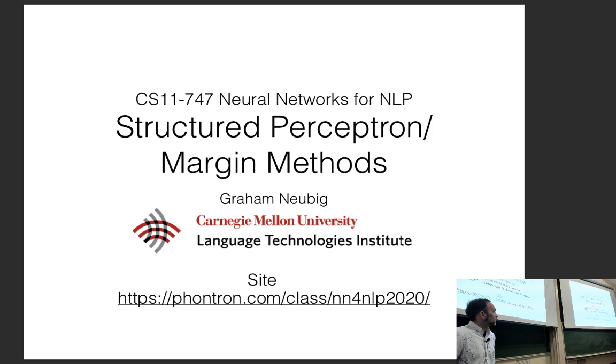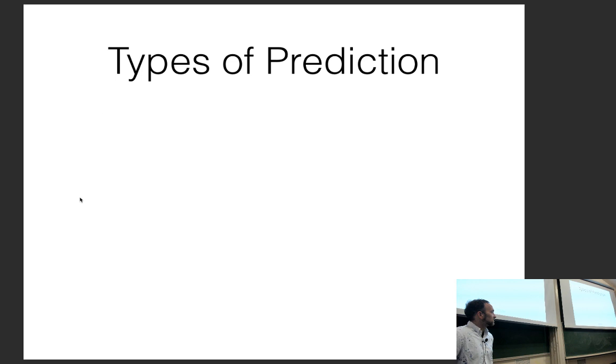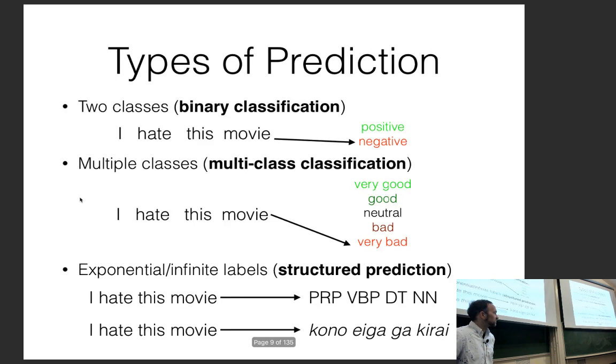So I'm going to talk about the structured perceptron and margin methods. As we've talked about before, we have different types of prediction: binary classification, multi-class classification, structured prediction. Most of the time when solving any of these up until this point, we have used probabilistic objectives, objectives that calculate a probability distribution. The ones I'm going to talk about this time aren't necessarily probabilistic and can be applied to any of these types of prediction. But because this is the neural nets for natural language processing class, I'm going to mainly focus on structured prediction methods.